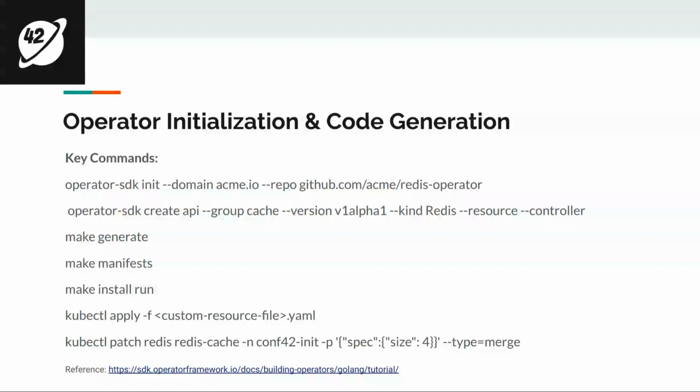Operator SDK uses a makefile with some specific targets, and each command has its own significance. Starting from generating the types, the kinds, to generating manifests, which involves creating CRDs and some bases and some samples, and some cluster roles and role bindings for your operator, so that it has the appropriate permissions to operate on a specific type of resource. And then the make install run command is a utility command which is included in the framework to help you run the operator locally.